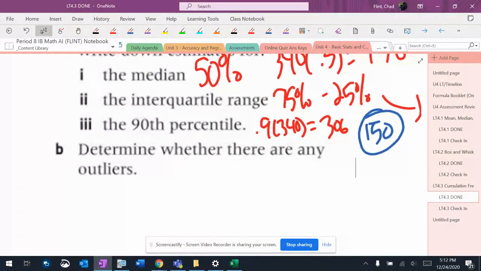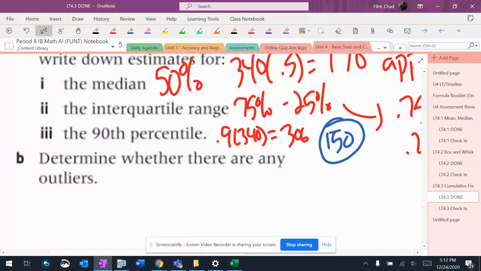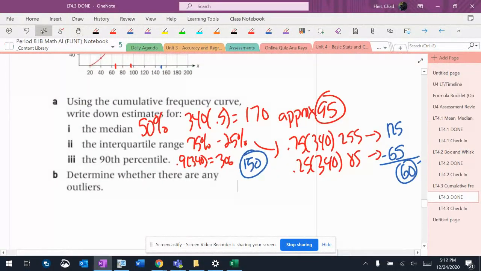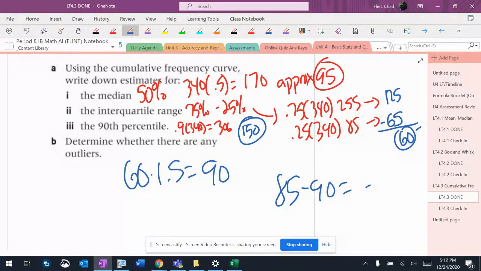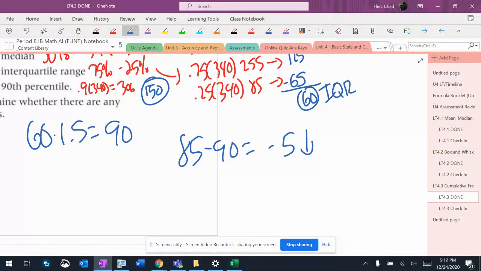Then it says, are there any outliers on this thing? Well, we figured out that the interquartile range was 60. So we've got 60 times 1.5, which is going to give me 90. So the lower quartile was 85. So 85 minus 90 is negative 5. So anything under negative 5, which nothing did that.